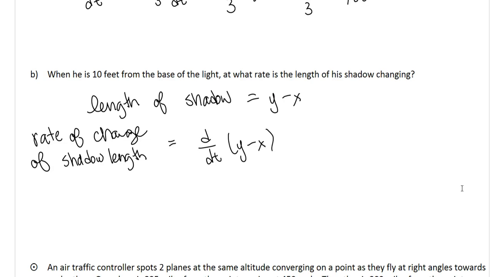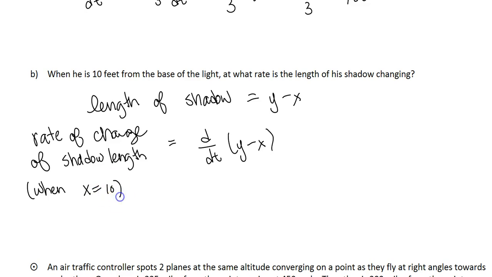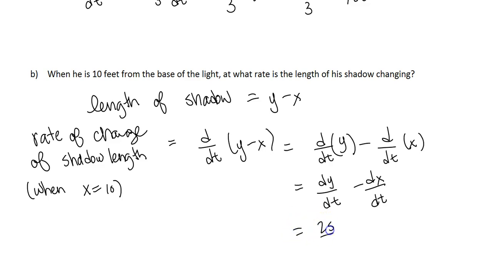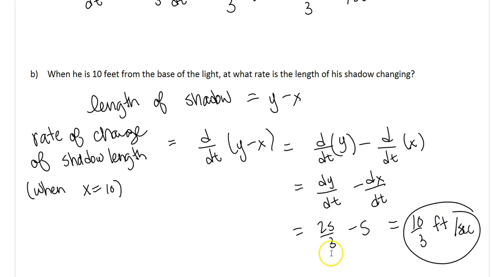Now you may look at that and think, oh, I have to set up a different problem and a different proportion, and you could do it that way, or you could use the properties of derivatives. This is going to be the derivative with respect to t of y minus the derivative with respect to t of x, which we know is just dy over dt minus dx over dt. Now in the previous problem, we found dy over dt for when x is equal to 10, and we know from the original information in the problem dx over dt. So this is just going to be 25 thirds minus 5, or 10 thirds feet per second. So we were able to answer that problem using that information.